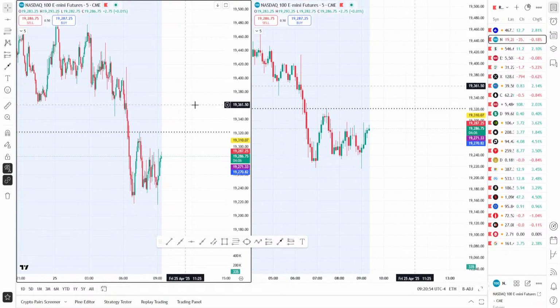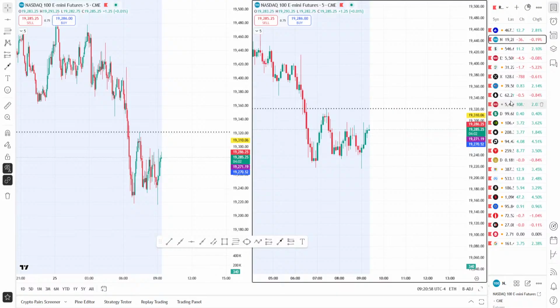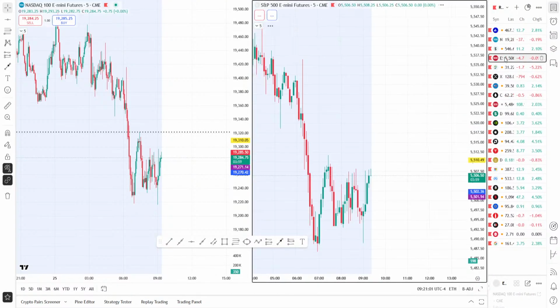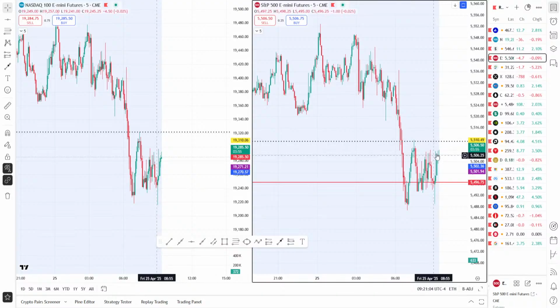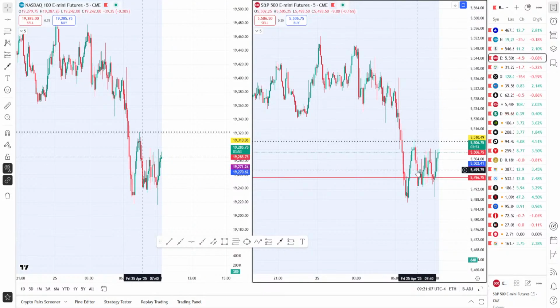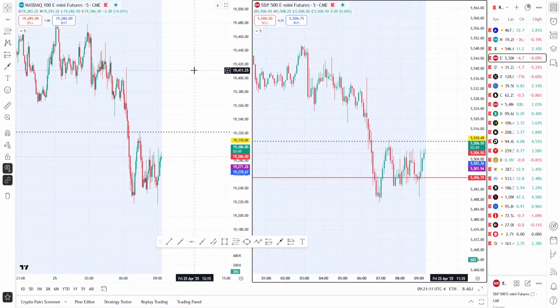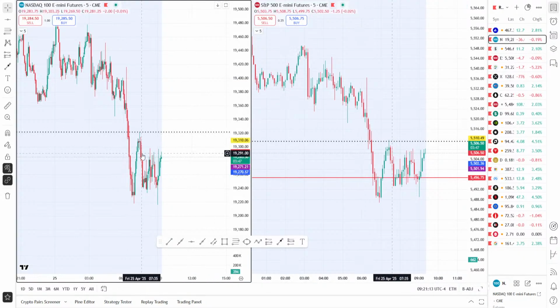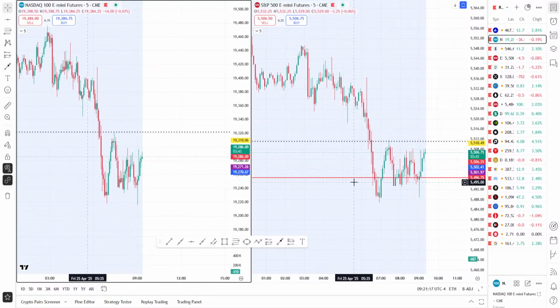Here I like to have the Nasdaq on one side of the chart, and I like to have the ES on the other side, because these two move very similar, but they also, each one can provide a lot of information.